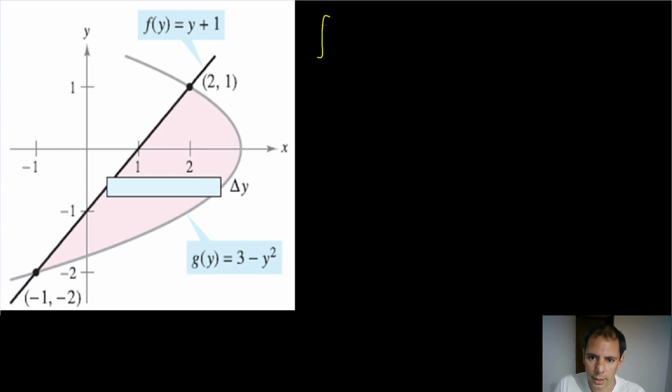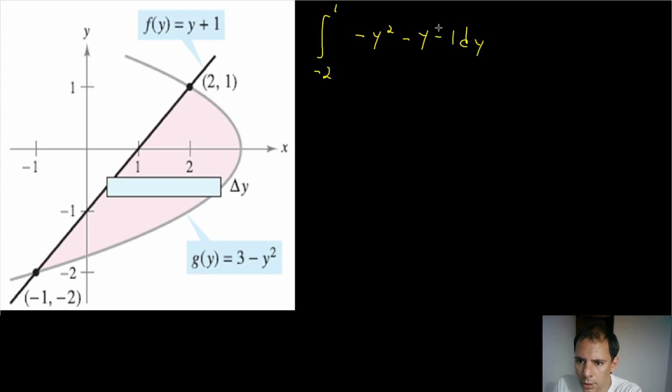We're going to integrate, and now it's dy, so where's y coming from? You look at this, minus 2, all the way to 1, because those are the limits for the y. So minus 2, all the way to 1, okay? And then it's the right curve. The right curve is 3 minus y squared, minus the other curve, so it's minus y minus 1, dy. Well, 3 minus 1 is just going to be 2.